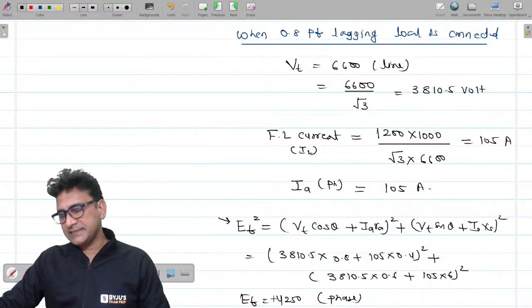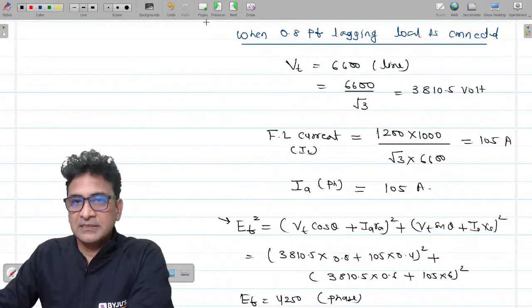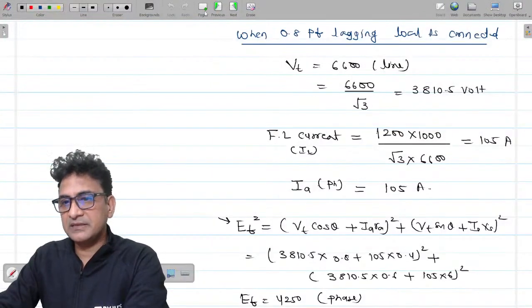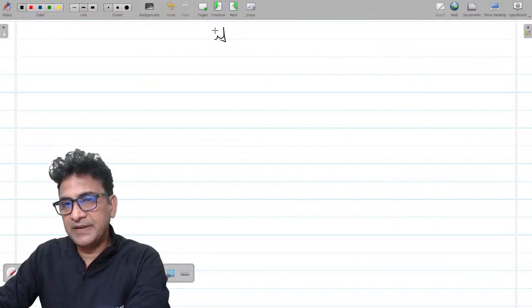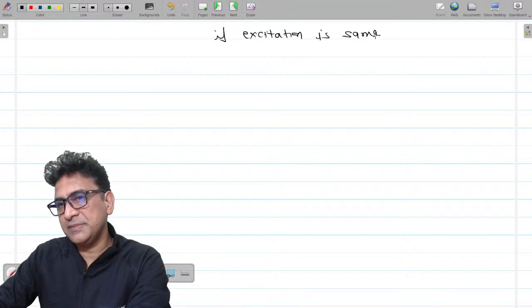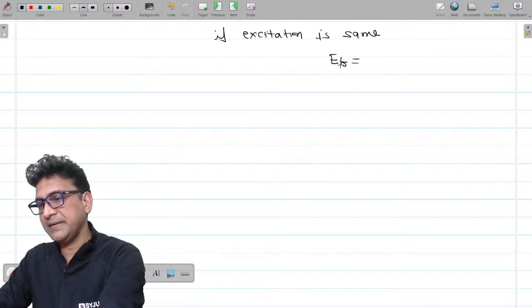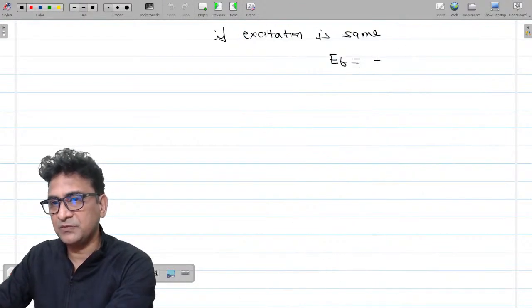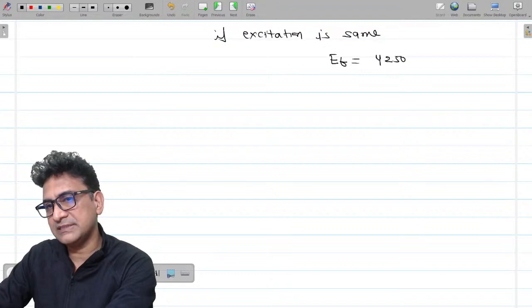Always apply this equation on the per phase voltage and the per phase current. So this is my excitation voltage. See, if the excitation remains the same, that means the current in the rotor winding or the field winding is the same. If excitation is same, that means the excitation voltage will be same, because the EF depends upon the field winding flux or the field winding current. It would be 4250 for case 2.